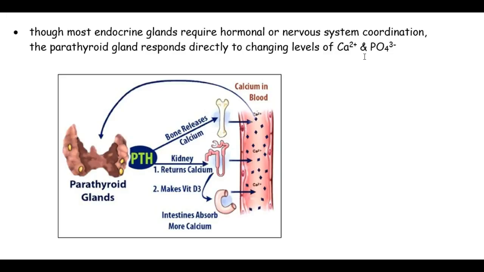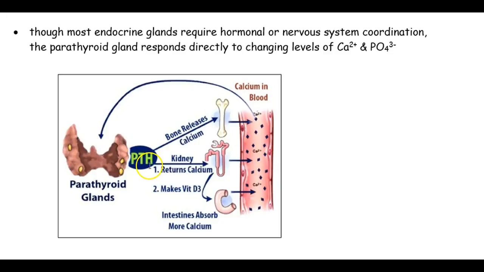So bones are in part composed of calcium phosphate. So in order to release calcium from our bones, we also need to have phosphate going along with it through the dissociation of calcium phosphate. So PTH will increase the solubility of calcium phosphate into the bloodstream coming from our bones.